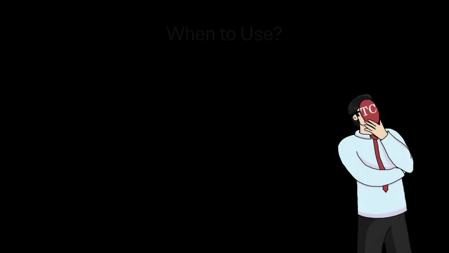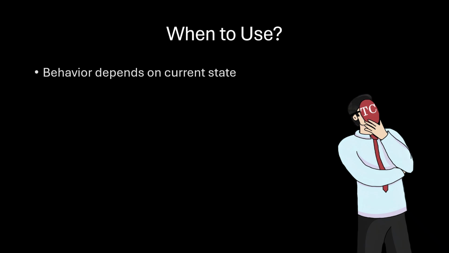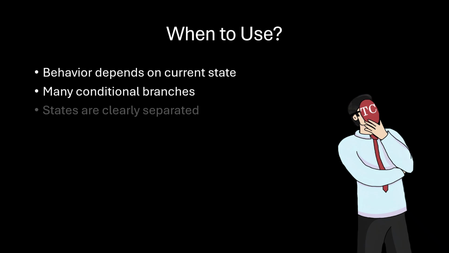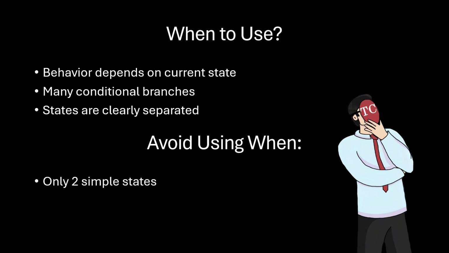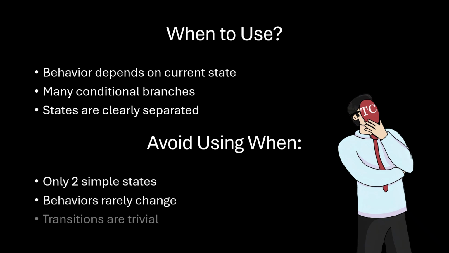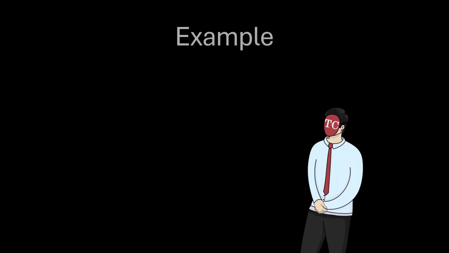This pattern is especially useful when the behavior depends on the current state, there are many conditional branches, and states are clearly separated. However, we should avoid this design pattern if there are only two simple states, the behaviors rarely change, or the transitions are trivial.